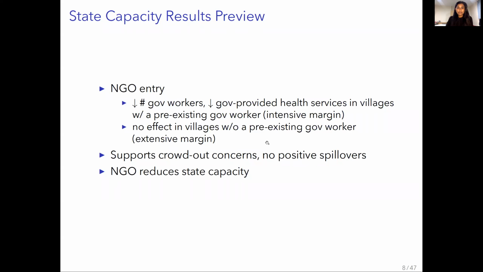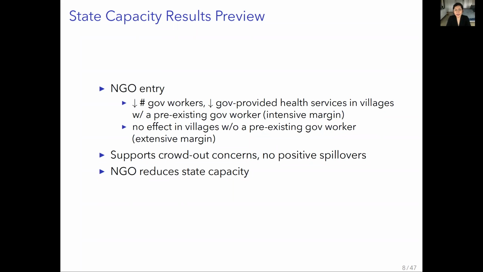So what we find is that when the NGO enters, the number of government workers providing the same services declines. The number of government provided health services in the village declines. And all of this is happening in villages that already had a government health worker. So basically, when the NGO enters, half of the villages already have a government health worker, and the NGO just crowds out those government health workers. It hires those government health workers, and the government services dissipate.